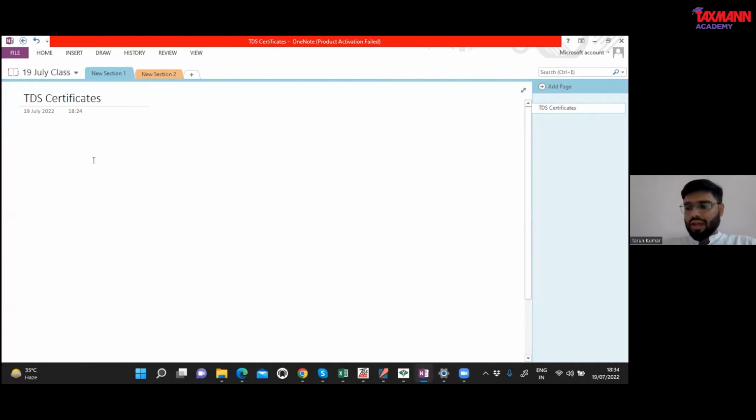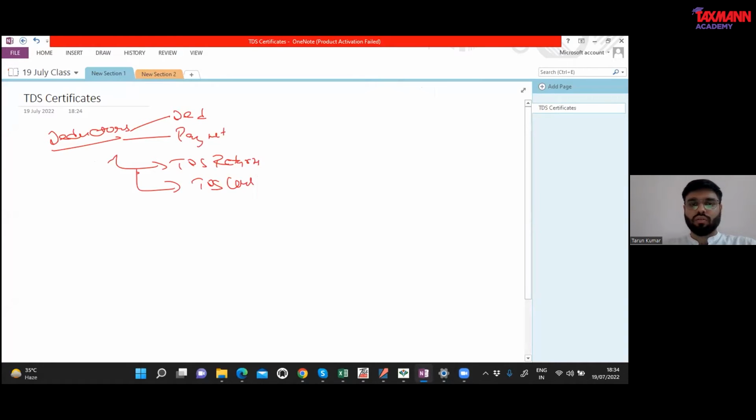So this is the last topic, and what we discussed during my last 2-3 sessions was the responsibilities of the deductors, right? So we discussed the deduction, then payment, then filing of TDS returns. The last part is issuing TDS certificates, right? So what are TDS certificates and why are they to be issued? First, we need to understand what a TDS certificate is and why it is to be issued.